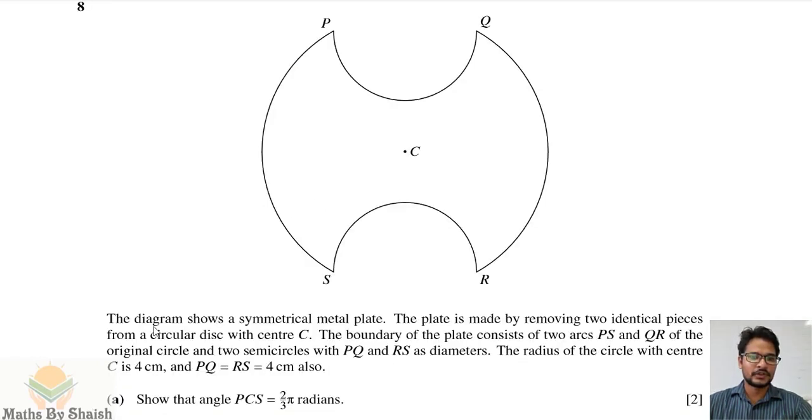Now here is the 8th question. The diagram shows a symmetrical metal plate. The plate is made by removing two identical pieces from a circular disc with center C. The boundary of the plate consists of two arcs PS and QR of the original circle and two semicircles with PQ and RS as diameters. So PQ is a diameter and RS is a diameter. The radius of the circle with center C is 4 centimeters. PQ is the same as RS, 4 centimeters also.